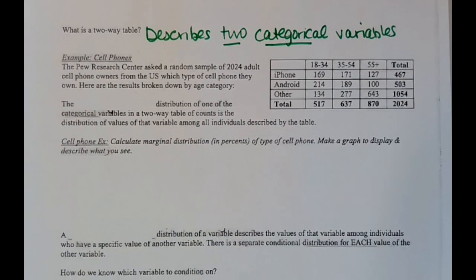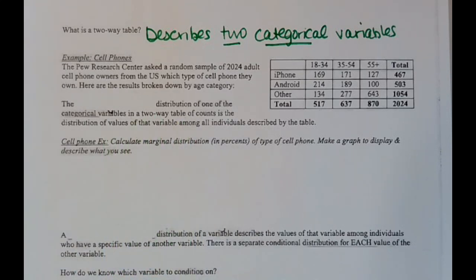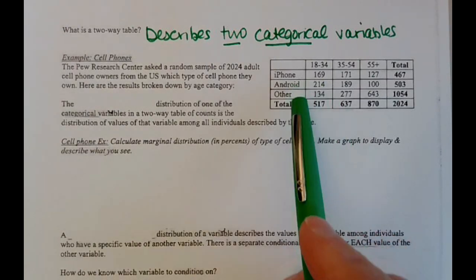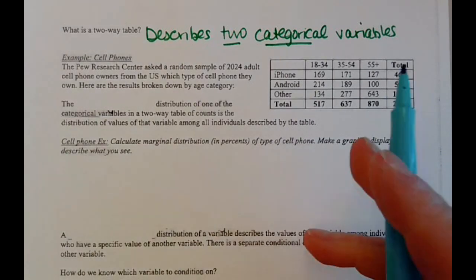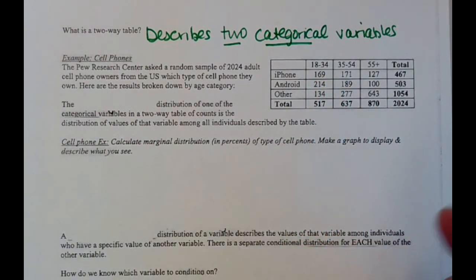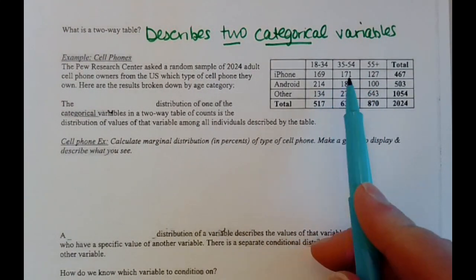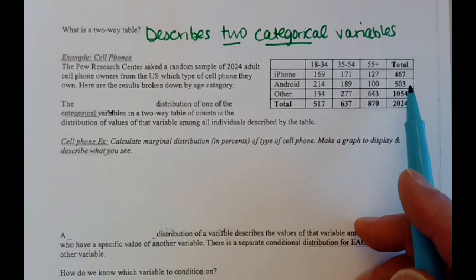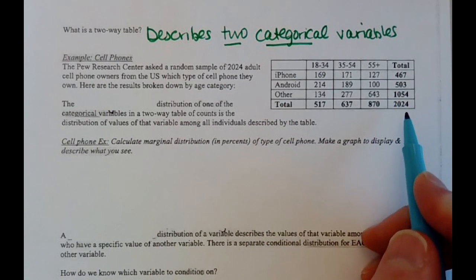This one says the Pew Research Center asked a random sample of 2024 adult cell phone owners from the U.S. which type of cell phone they own. Here are the results broken down by age category. So we have iPhone and Android, and then we have other. They broke it down into age groups, 18 to 34, 35 to 54, 55 plus. Then they have totals for each: the total number of iPhone, the total number of Android, and the total number of other. And then they have a total for everything.